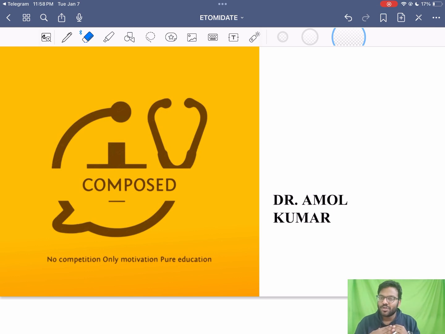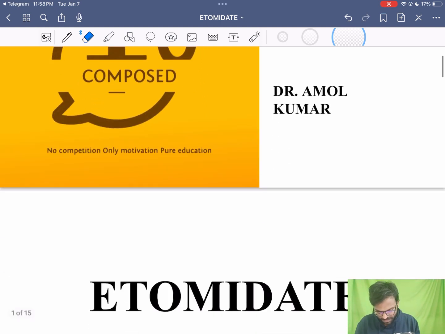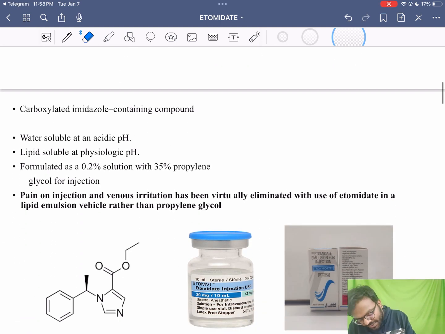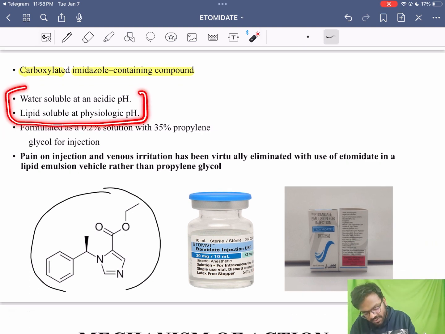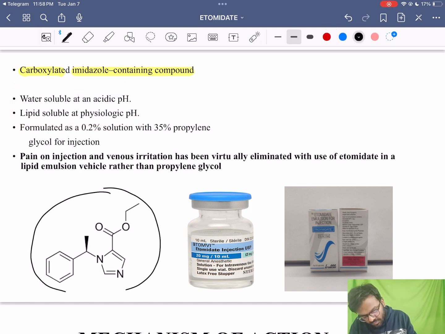So today the topic of our discussion will be on the drug ETOMIDATE. ETOMIDATE is a carboxylated imidazole containing compound. This is the structure. It has a property that it is water soluble at acidic pH and lipid soluble at physiologic pH. It comes as a 0.2% solution with 35% propylene glycol. Nowadays, propylene glycol has been replaced with a lipid emulsion vehicle.